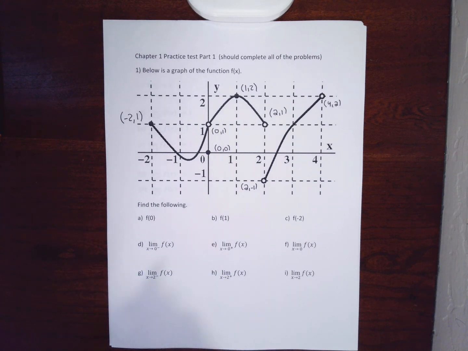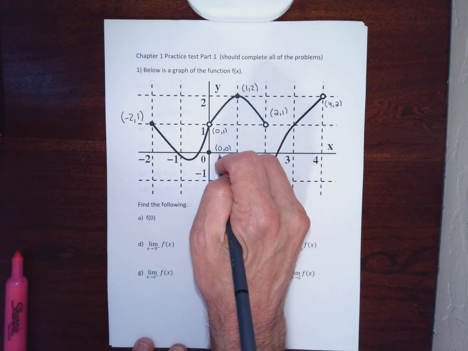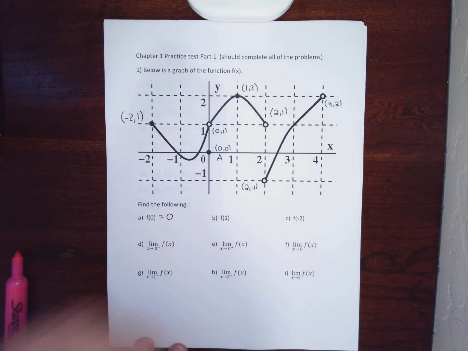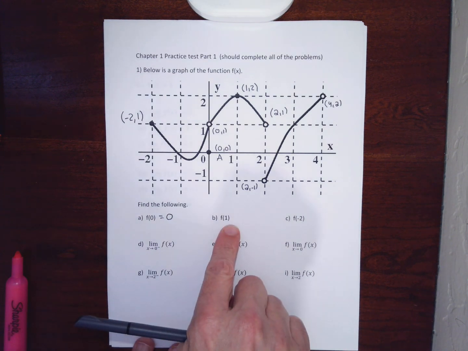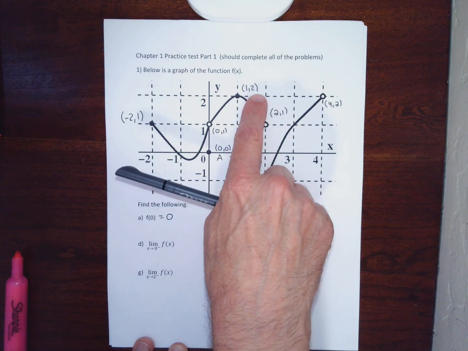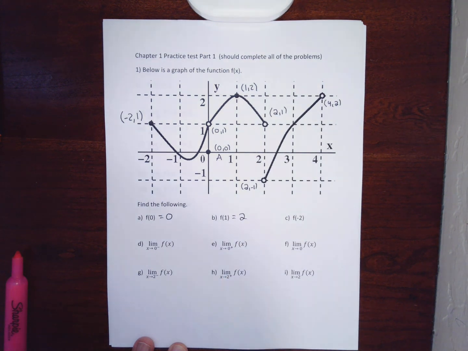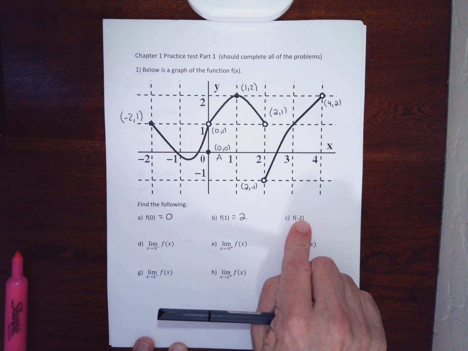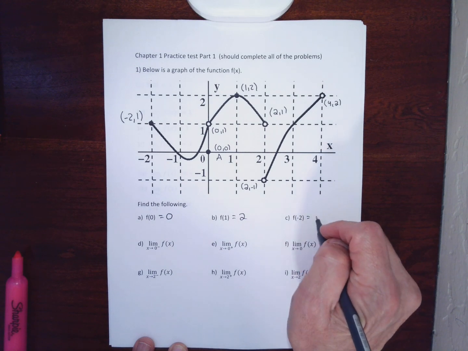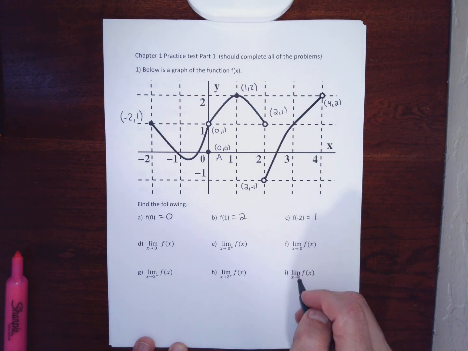So to do f of 0, I'm looking for a point that has an x-coordinate of 0 with a solid dot. This point right here is called out in part A, and I just want its y-coordinate, which is 0. For f of 1, I go to 1 on the x-axis, look for a point marked with a solid circle that has an x-coordinate of 1, and its y-coordinate is 2. The answer is going to be 2. If I went to f of -2, I look for the point that has an x-coordinate of -2, and its y-coordinate is 1.